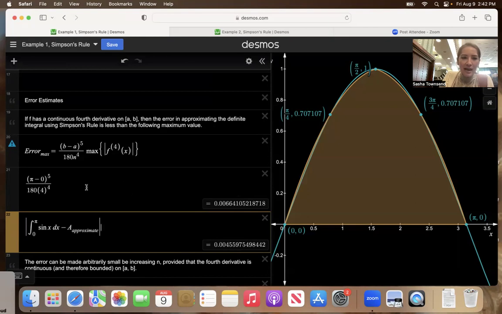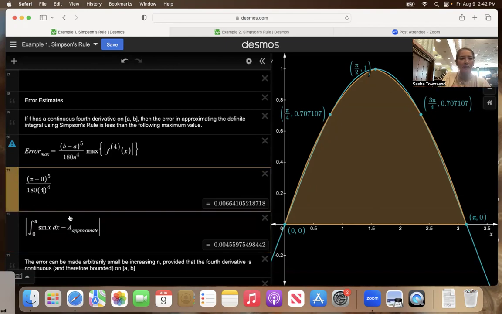It tells us what n essentially would need to be, like how many subintervals we would need to have to get an approximation to a certain accuracy. So if we wanted this error to be even smaller, rather than using n equals 4, we could use n equals 6 or n equals 10. We could use more subintervals, and then we get an even better approximation.